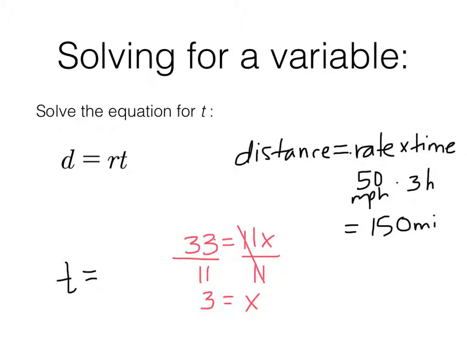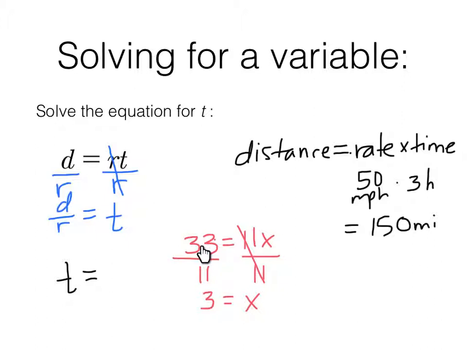So what we're going to do for this problem is we're going to take both sides and divide. Well, what are we going to divide by? We're going to divide by r. If you can divide both sides of an equation by 11, you can divide both sides by r, because r represents a number just like the number 11 is a number. Now on the right-hand side, the r's are going to cancel with each other, and you're going to have t by itself, and it's going to equal the fraction d over r.